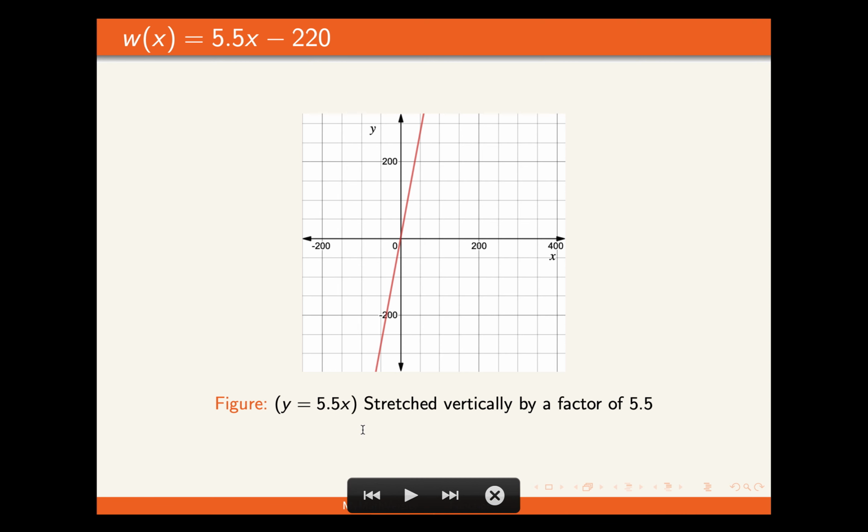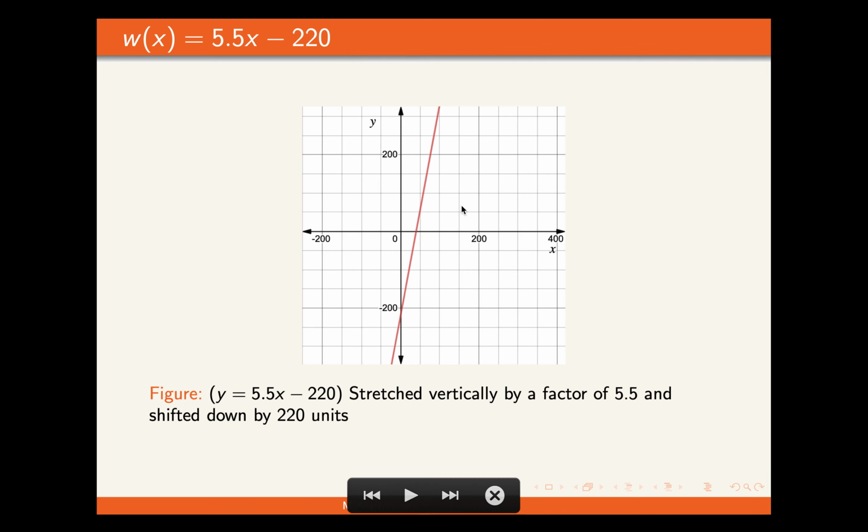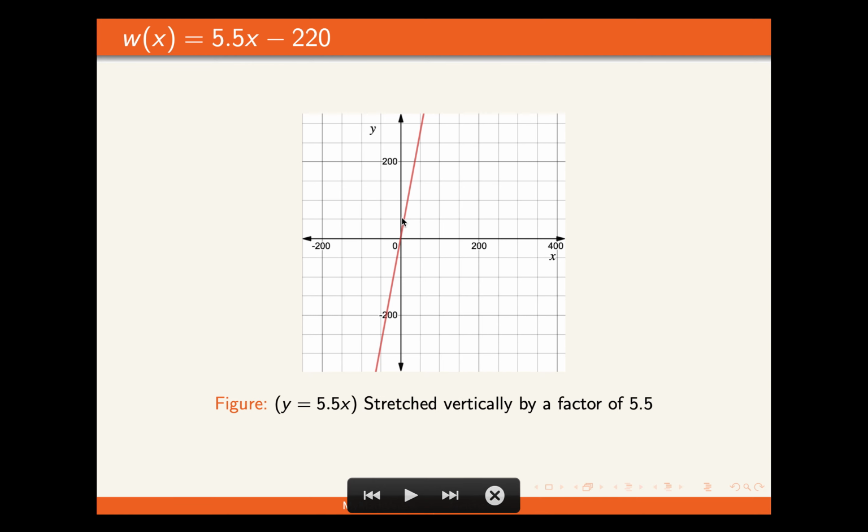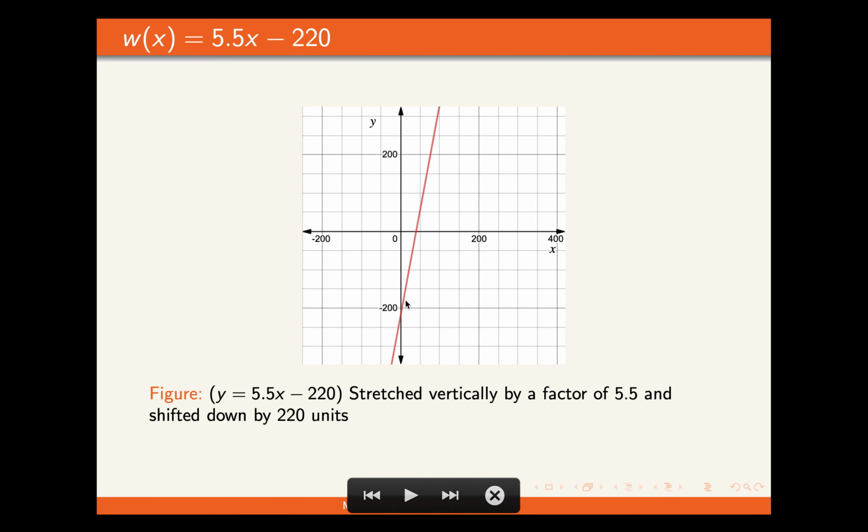So this is the graph of 5.5x, but we need to obtain the graph of 5.5x minus 220. You can see clearly that this is the graph of 5.5x minus 220. Why is it like that? Because we are shifting this graph, which was passing through the origin, 5.5x, 220 units down. When we shift it down, we get the graph of y equal to 5.5x minus 220, right? Our goal is to draw the graph of the weight function given here.